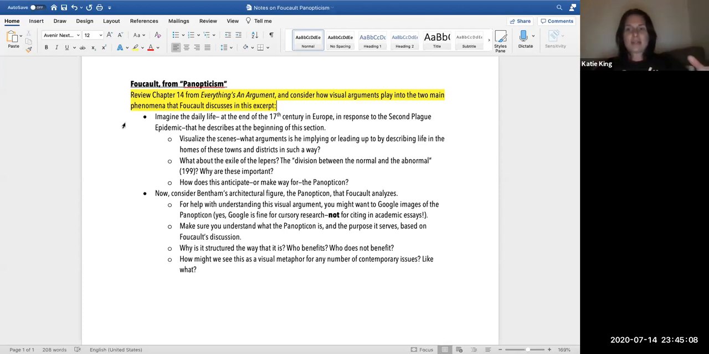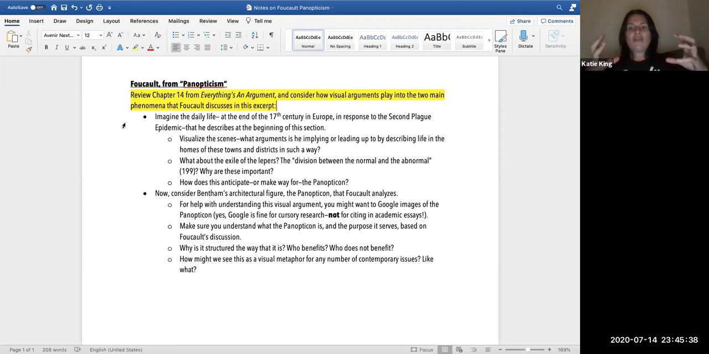And Foucault sets this up as discussing, ta-da, quarantine, right? He's talking about how people responded, how societies, individual households, communities, towns, districts, how they responded both on the individual level and on the institutional level to this plague. So, maybe some insights we can make, right?